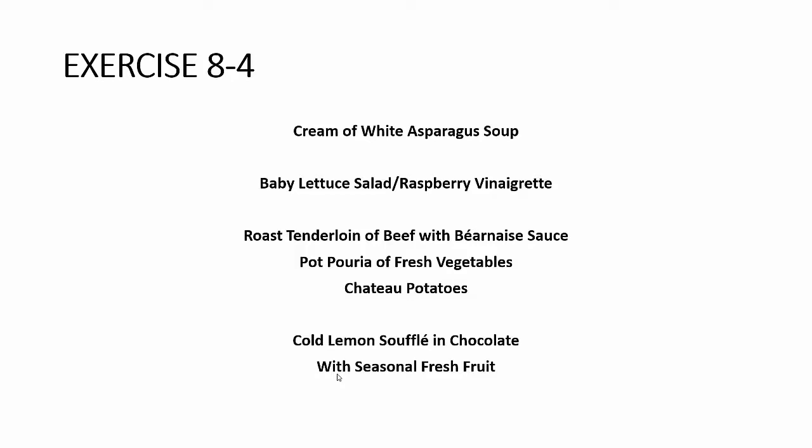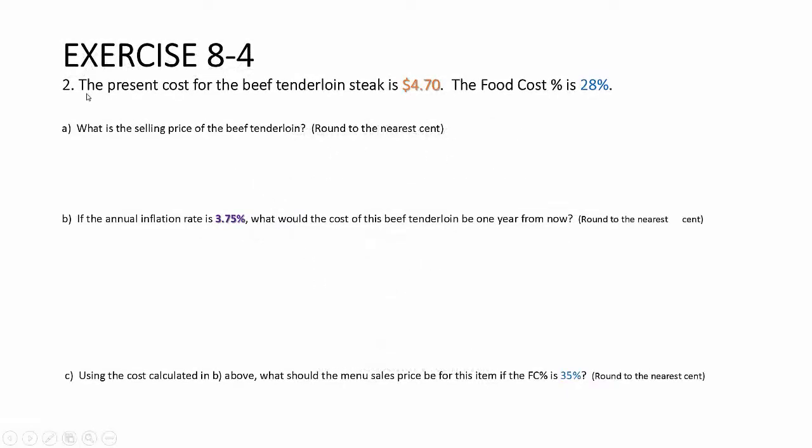One last example. Here's a bit of a new menu, different deals, everything looking quite good. This is what we're going to work with. The information that they give us is that the present cost of the beef tenderloin steak is $4.70, and the food cost percent is 28%. First question, just like before, what's the selling price of the beef tenderloin, rounding to the nearest cent?